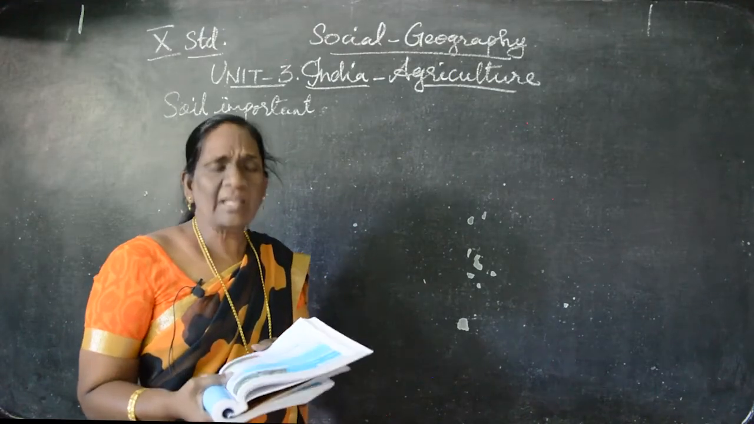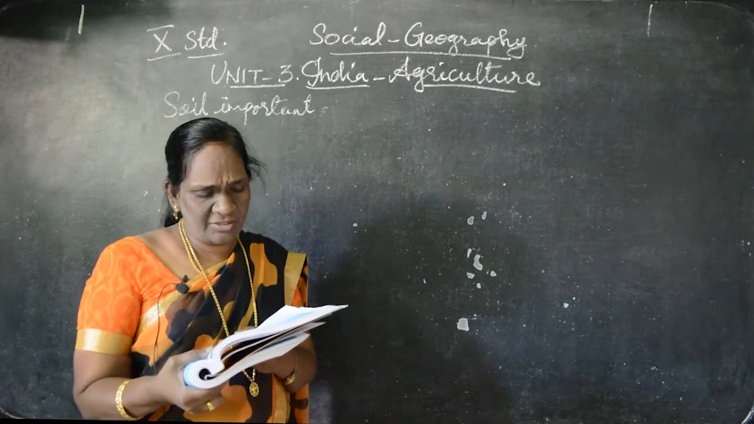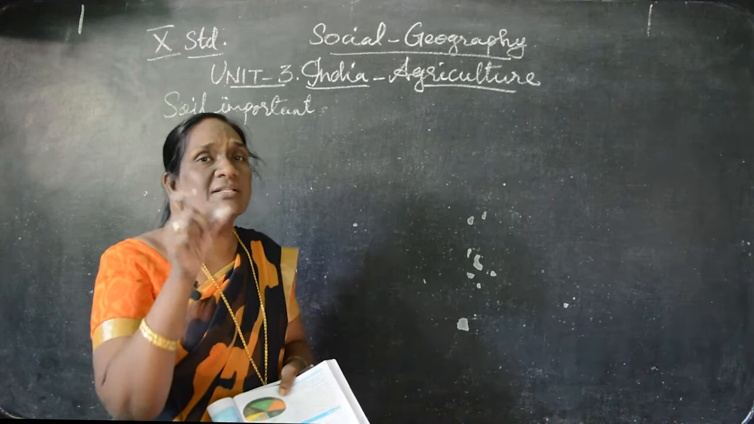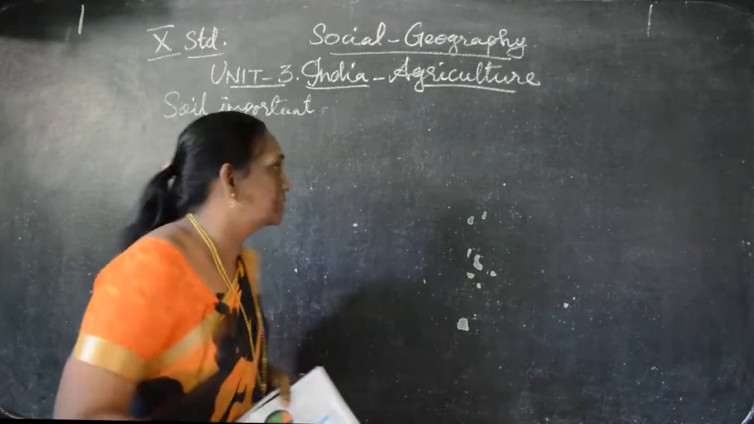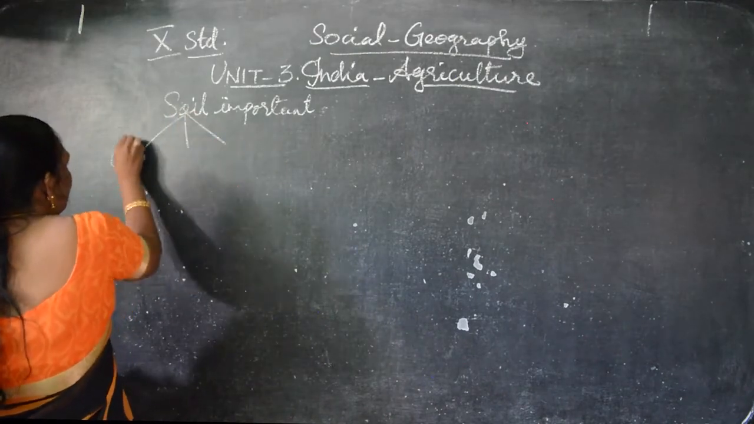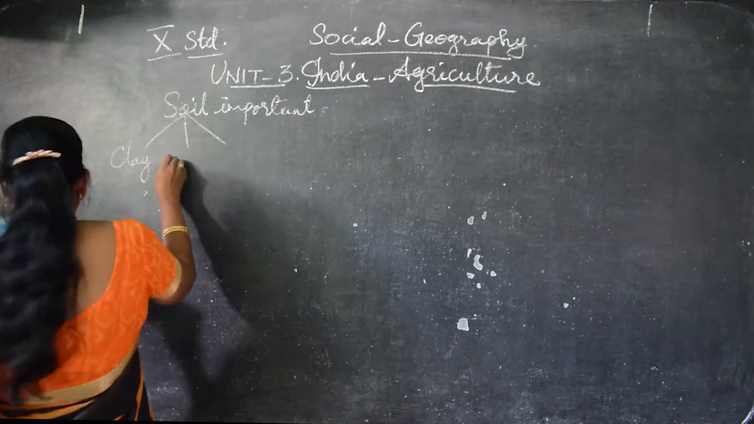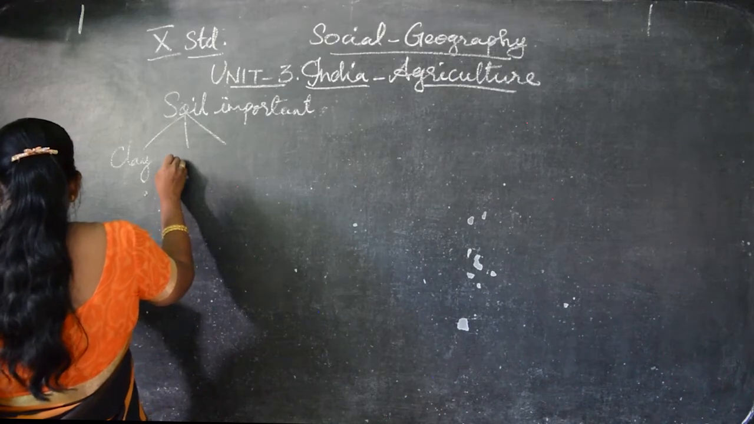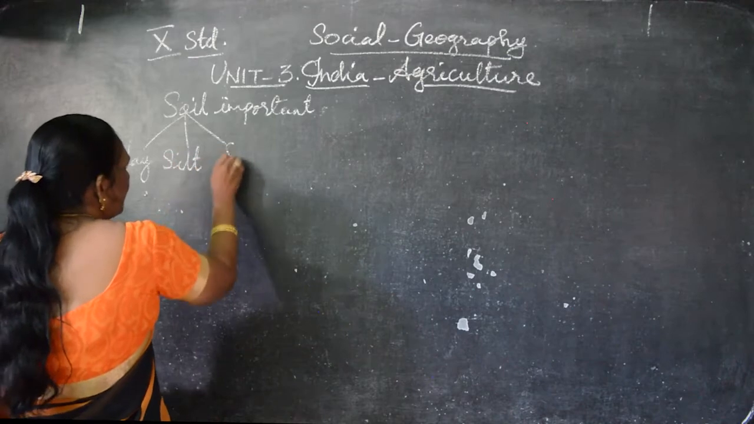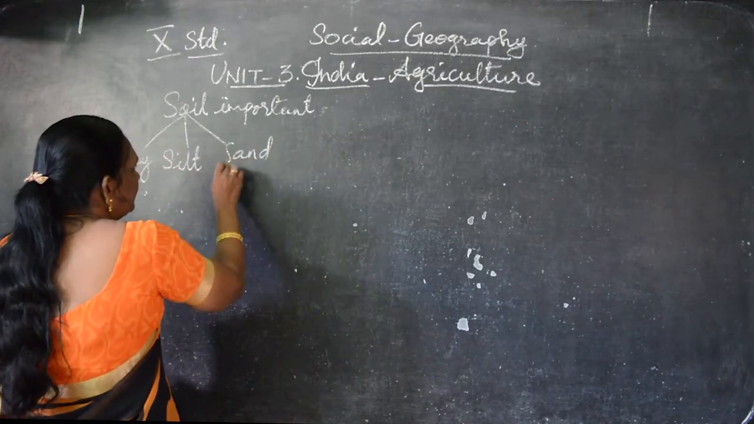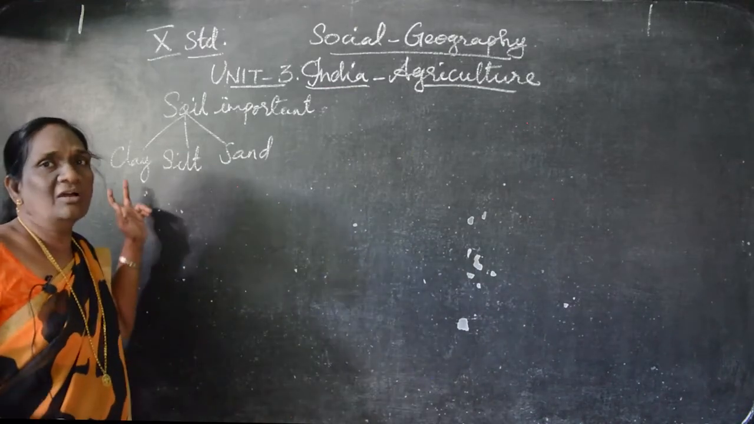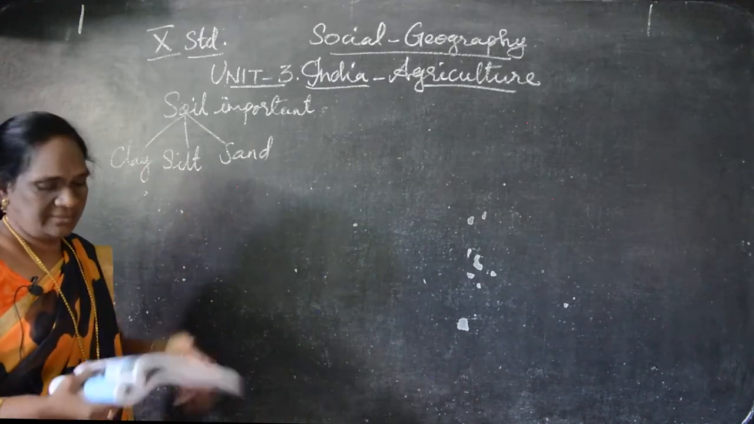Here, the grains in the soil fall into three categories. This soil is divided into three categories. They are clay, silt and sand. We can classify the soil into three: clay, silt and sand.